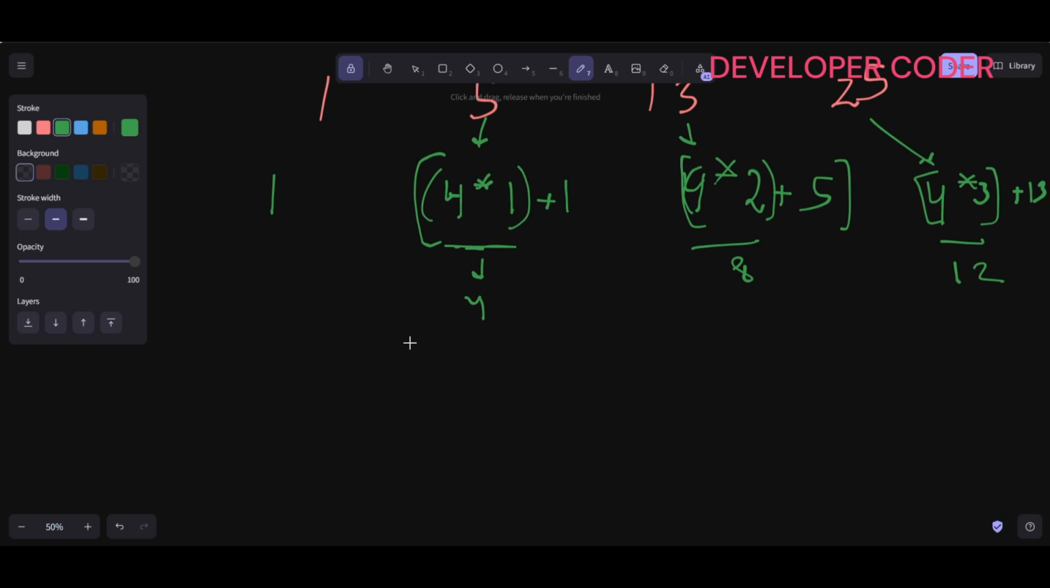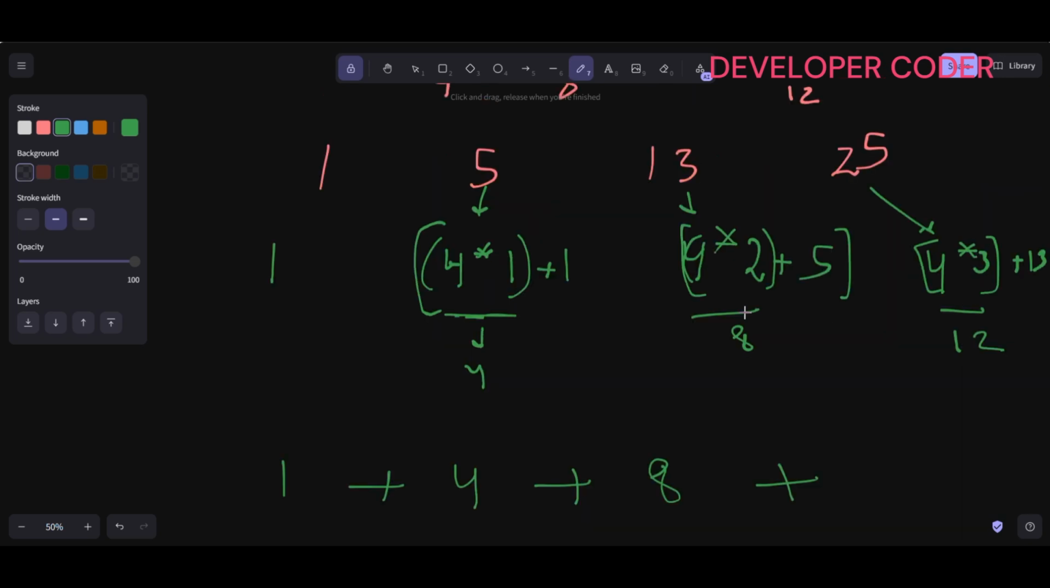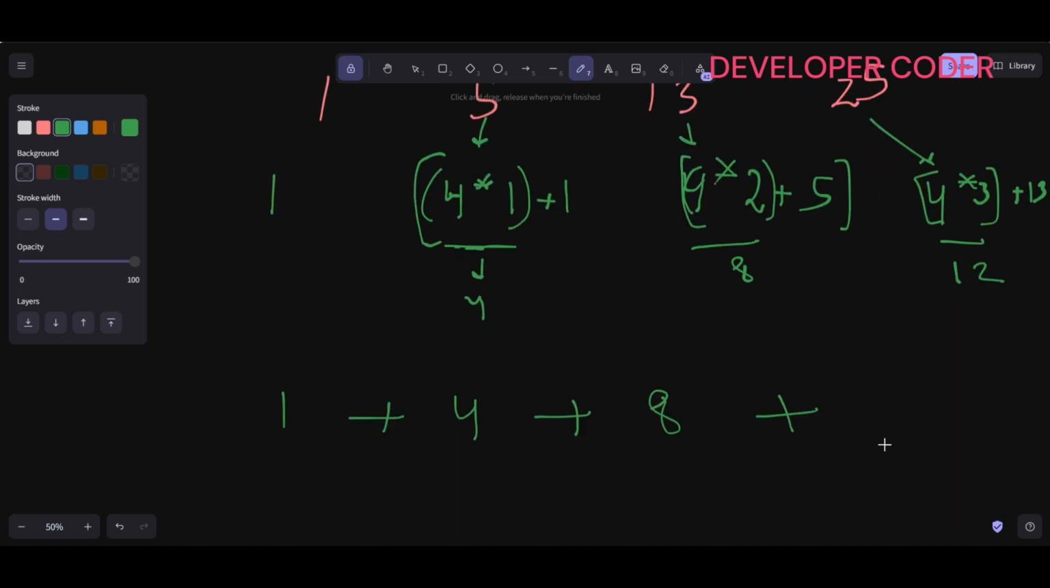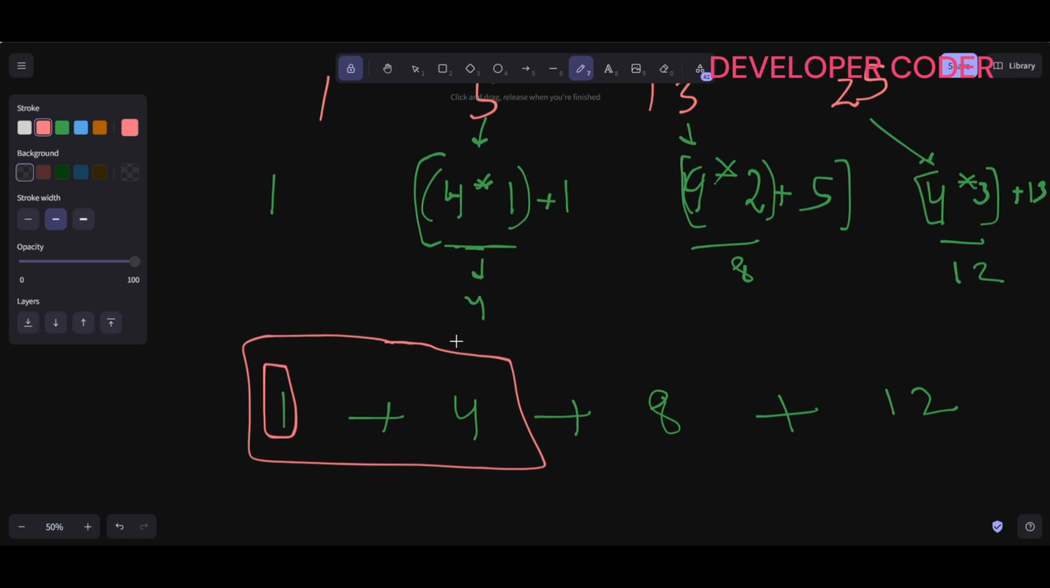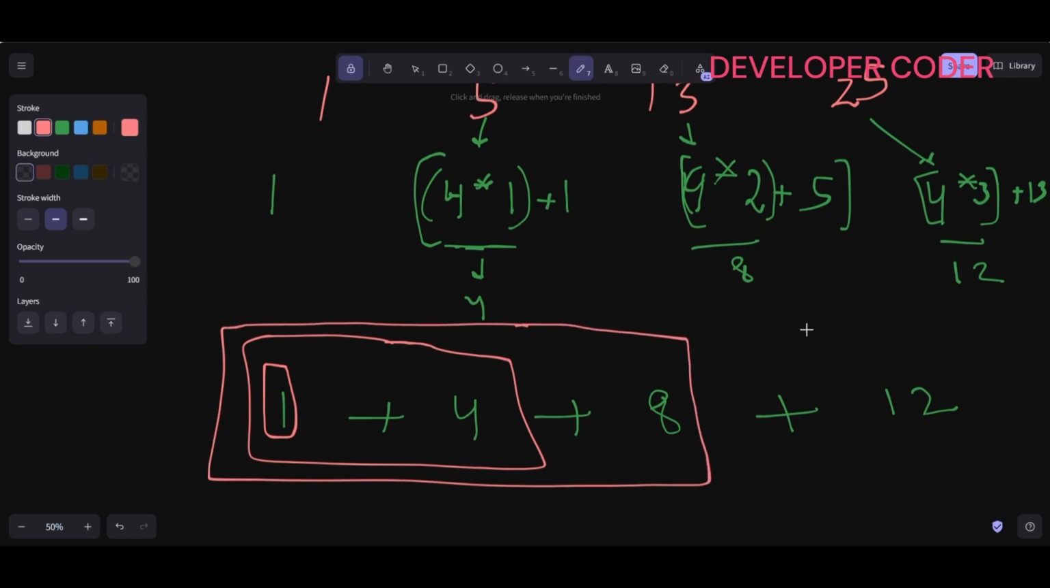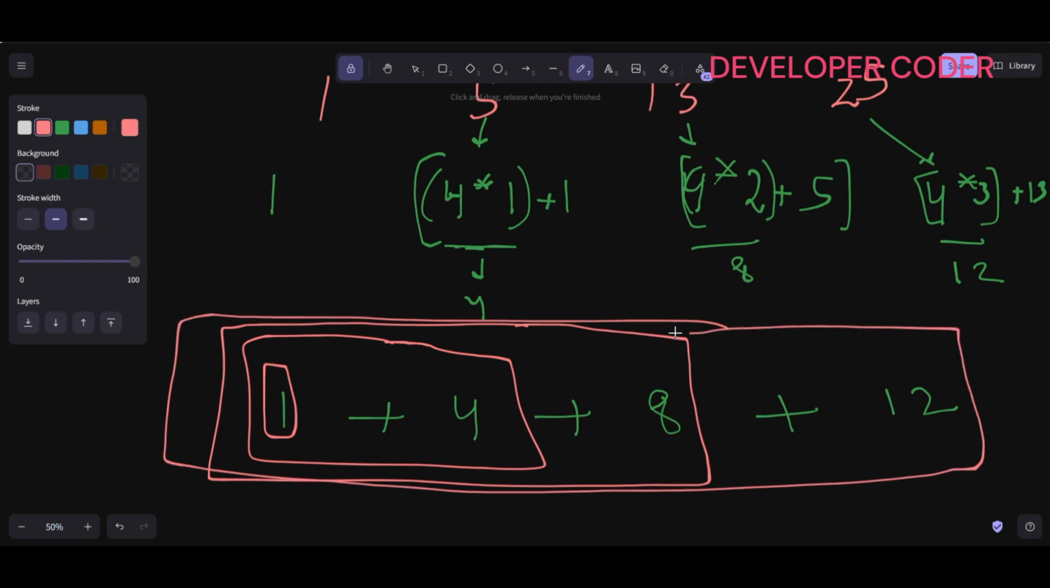So here let's recognize this pattern: 1 plus 4 plus 8 plus 12. Okay, so now this is what's happening, right? At n is equal to 1, output is 1. At n is equal to 2, output is 5. At n is equal to 3, output is 13. At n is equal to 4, output is 25.